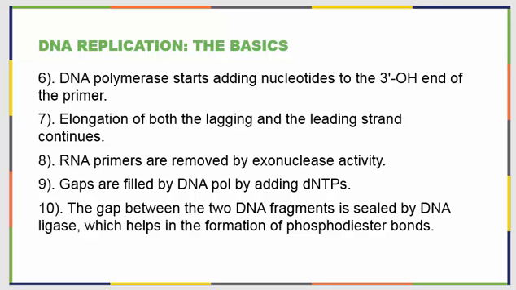Elongation continues, and eventually those primers can be removed by exonuclease activity, and the gaps are filled in by DNA polymerase by adding those deoxynucleotides. The gap between the two DNA fragments from all of those primers that just got taken away is sealed by DNA ligase, which helps the formation of phosphodiester bonds. These are the basic steps. Let's look again at a deeper level.